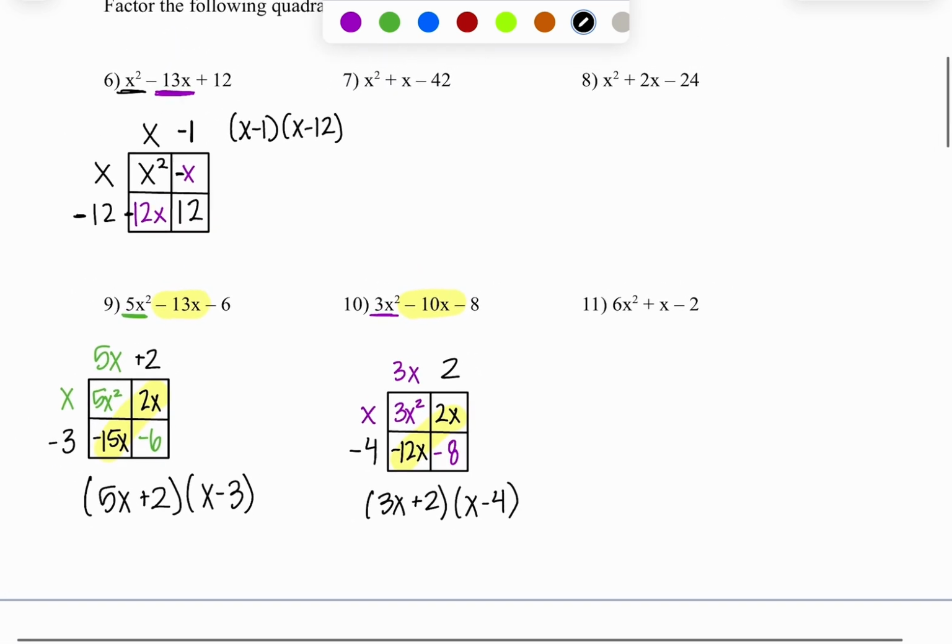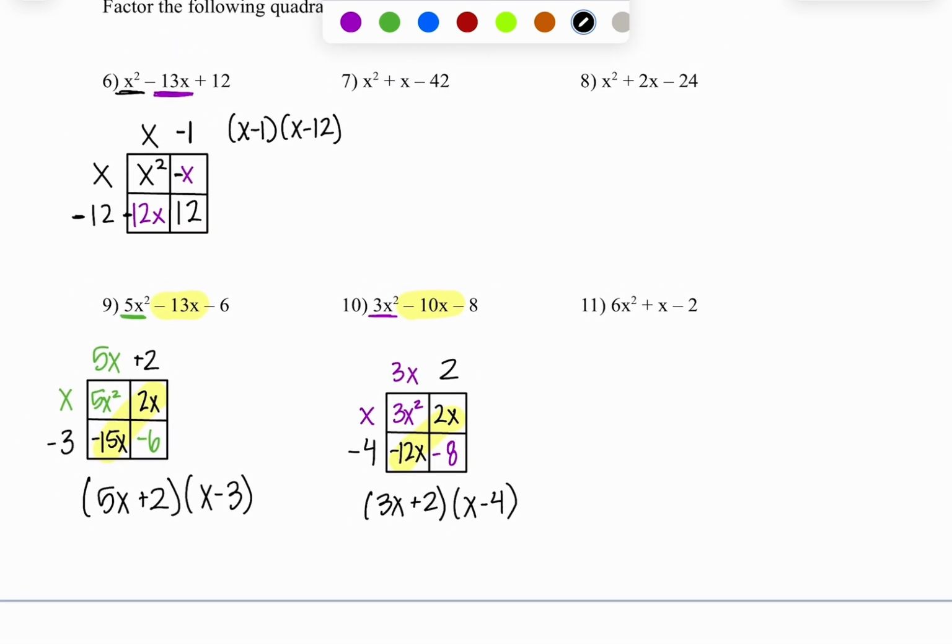So try 7, 8, and 11 on your own and see if you get the same factors. You can always multiply what you do get for your factors back together, just like how you did up above, to see if you get the original quadratic. If you do not, then something went wrong.